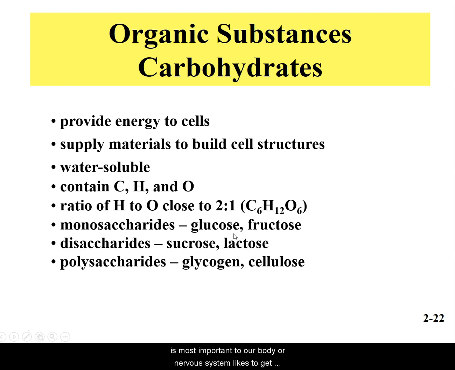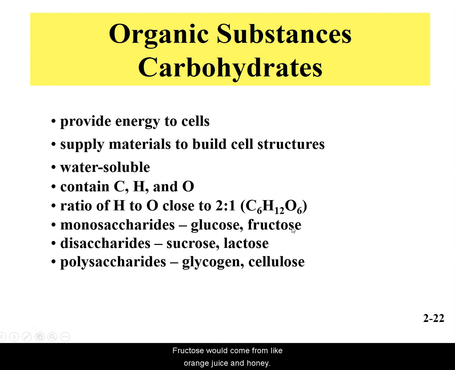Our nervous system likes to get its energy from glucose exclusively. Now, other areas of our body can get energy from other sugars and amino acids and things, but our nervous system uses glucose exclusively. Fructose is another monosaccharide. These are simple carbohydrates or sugars. They're simple sugars, meaning there's only one sugar, and they're used by our body quickly for quick energy.